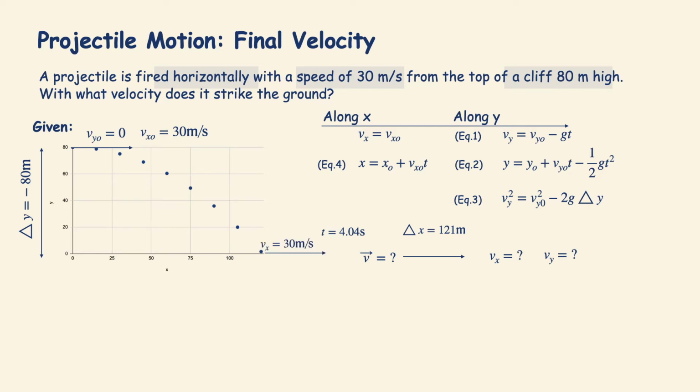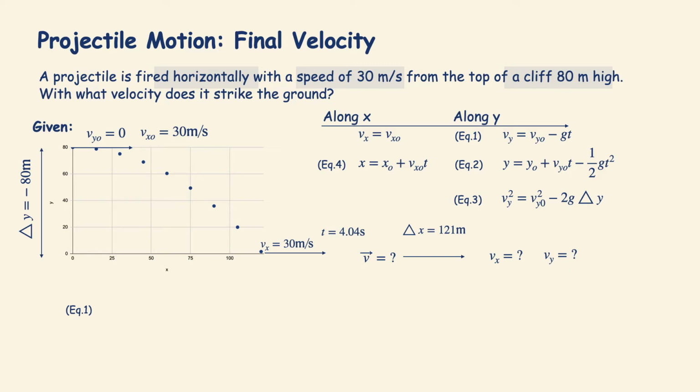So therefore, I can actually write that when the projectile is about to hit the ground, it is still drifting in the horizontal direction with a velocity equal to 30 meters per second. So the real question in this example is really, what is the y component of the velocity?